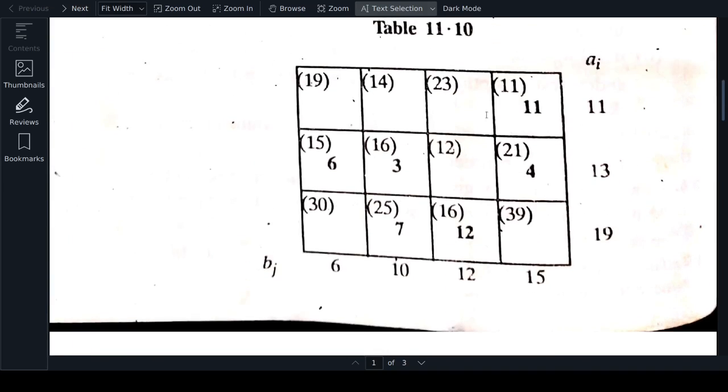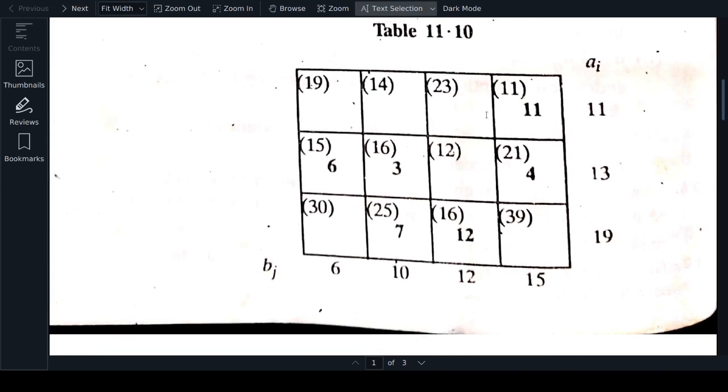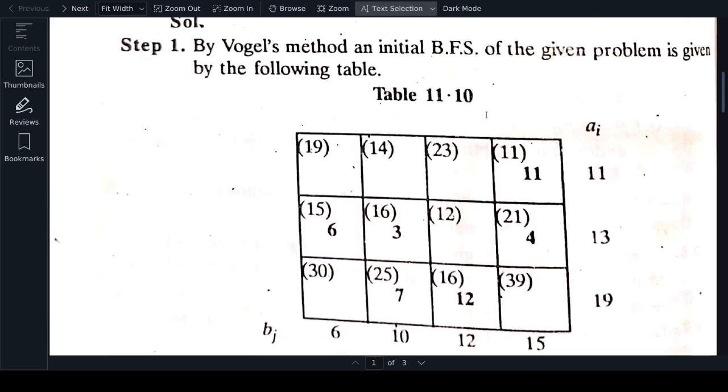Then you check which penalty is maximum, in which row or column. Then you enter either this row or that column, search the lowest cost and give the allocation. So this is your task. First, calculate and check whether this table is correct or not. By Vogel's approximation method, here allocations are given.